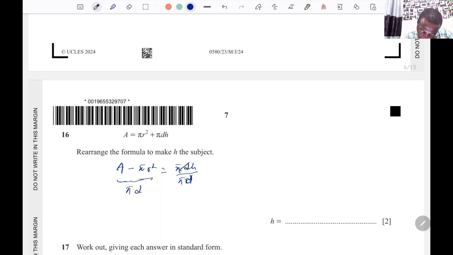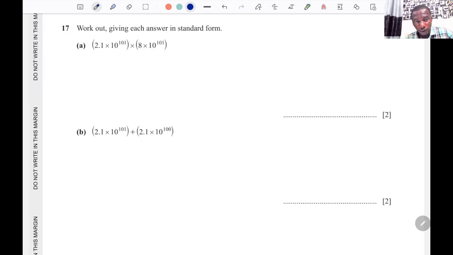So pi will cancel pi, and h becomes a minus pi r squared all over what? Pi d. So I have a minus pi r squared over pi d. Okay, question number 17 says work out, giving each answer in standard form.